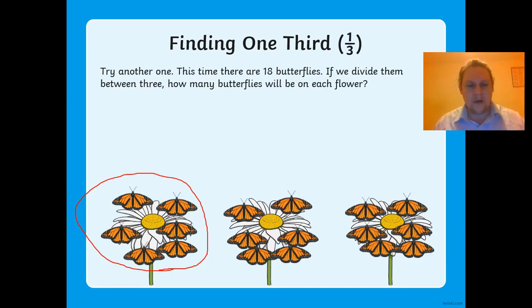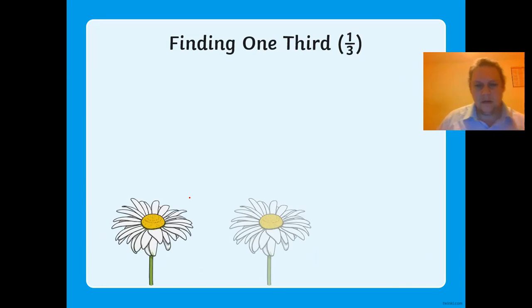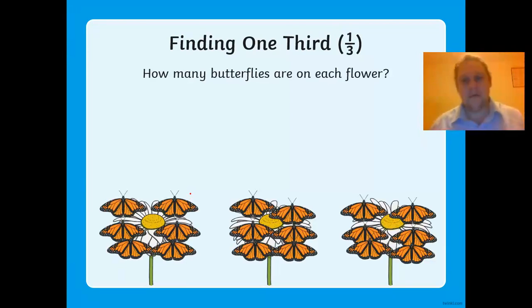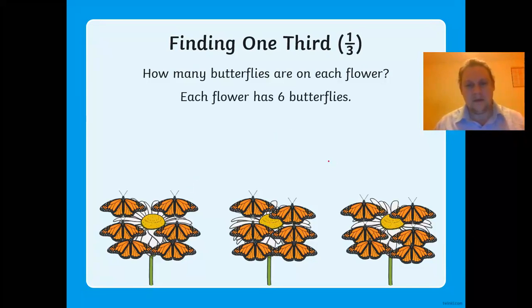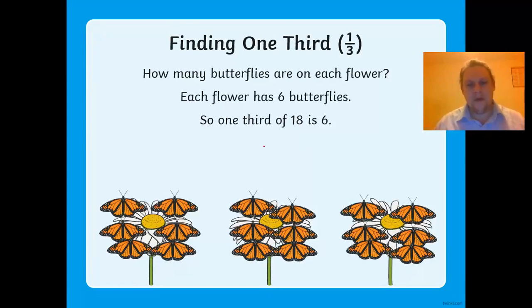How many have we got in each group then? 1, 2, 3, 4, 5, 6. 6 butterflies in each group. 6 butterflies on each flower. So 1/3 of 18 is 6.